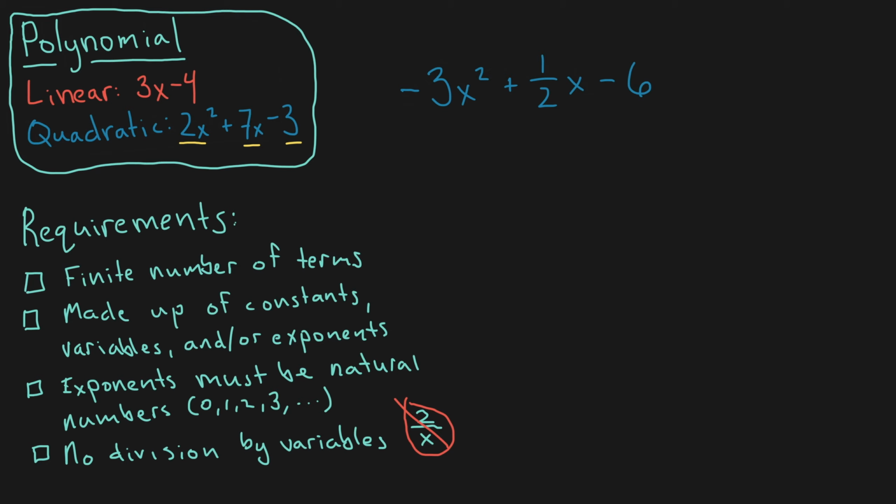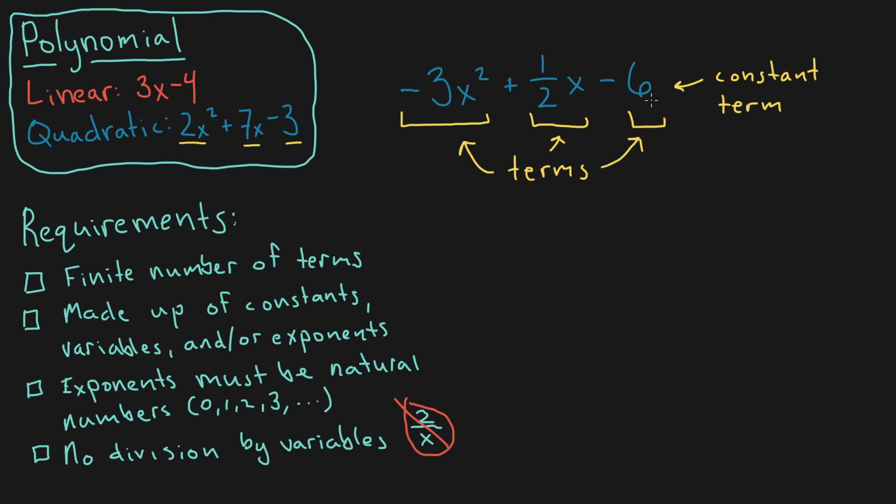And the first thing that I want to do is review the terms. So we talked about the terms over here, underlined in yellow. So this is a term, this is a term, and this is a term. So there are 3 terms here. And there are special names for 2 of the terms in our polynomial. Here on the end, this is our constant term.